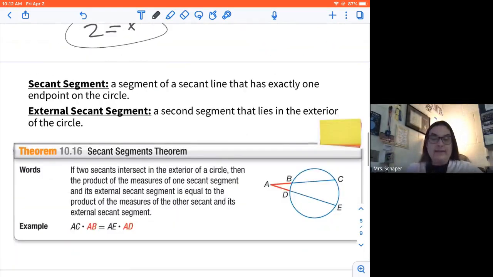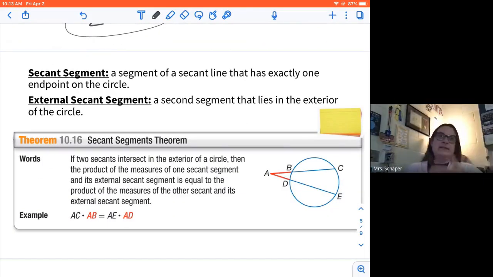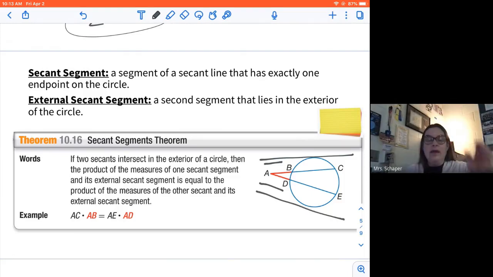Now, secant segments. A secant intersects the circle at one point. If two secants intersect at a common point, the product of the measure of one secant segment and its external secant segment is equal to the product of the measures of the other secant and its external segment. So AB times AC is equal to AD times DE. It's the external part times the whole thing is equal to the external part times the whole thing.